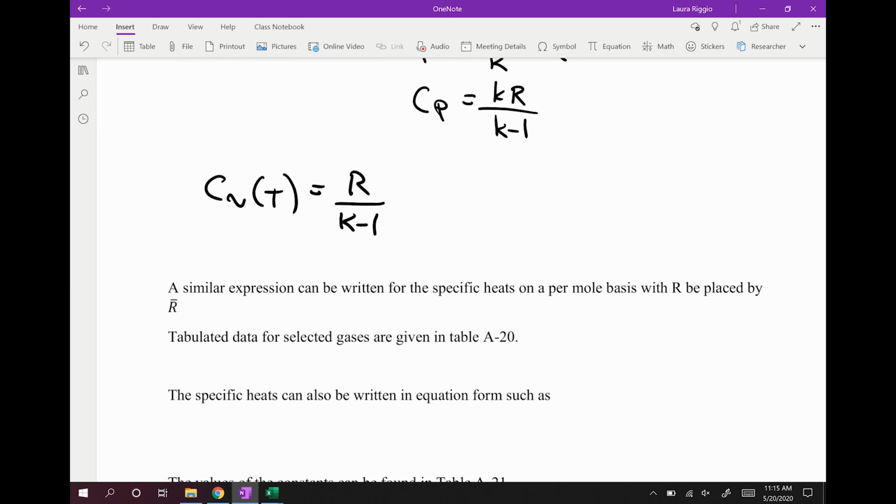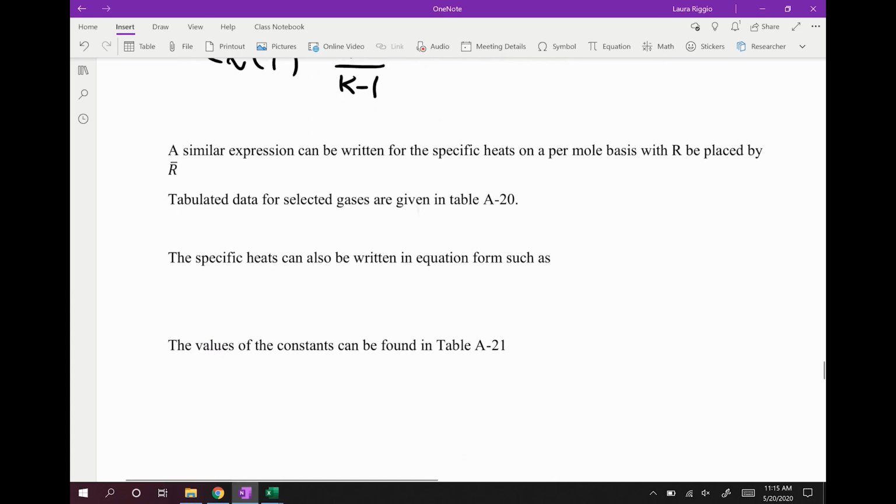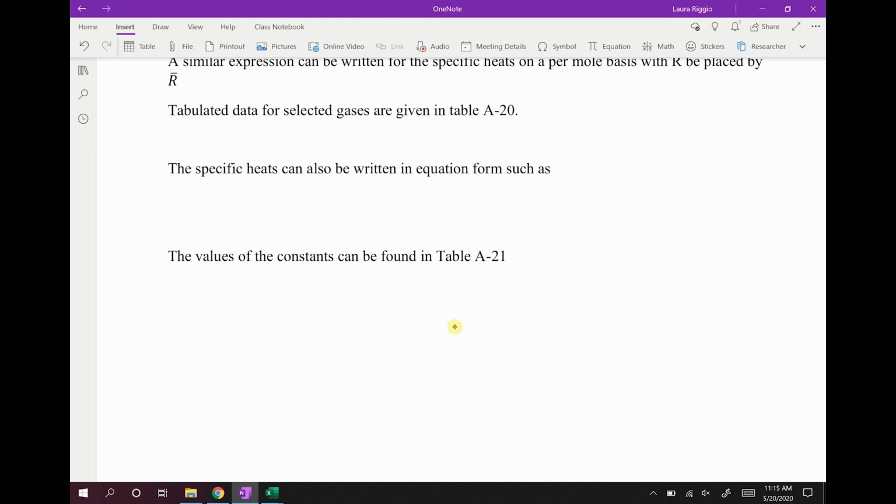So your specific heats for selected gases are tabulated in Table A-20. You can also express your specific heats as a function of temperature, and these coefficients are tabulated in Table A-21. In addition to that, your internal energy and your enthalpy are tabulated in Tables A-22 and A-23.